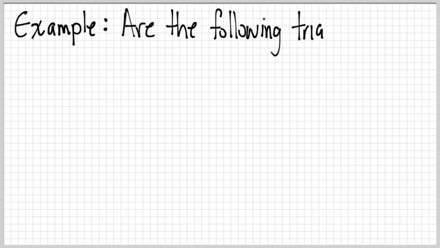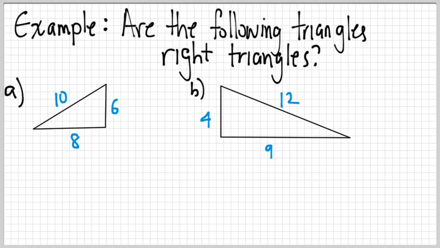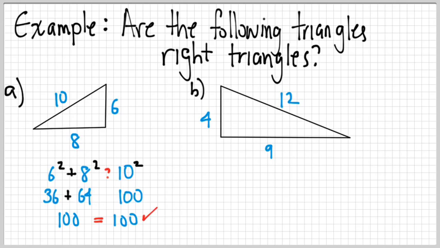So let's look at a couple examples. Are the following triangles right triangles? We have a couple of triangles with some sides. We'll start with part A. We have 6, 8, and 10 for this triangle, so we plug that into the Pythagorean theorem, and we get 6 squared plus 8 squared and 10 squared, and we want to know, are these equal? I just put a question mark there, I'm not going to put an equals yet. 6 squared is 36, 8 squared is 64, and 10 squared is 100. And 36 plus 64 does add up to 100. So this is a right triangle.